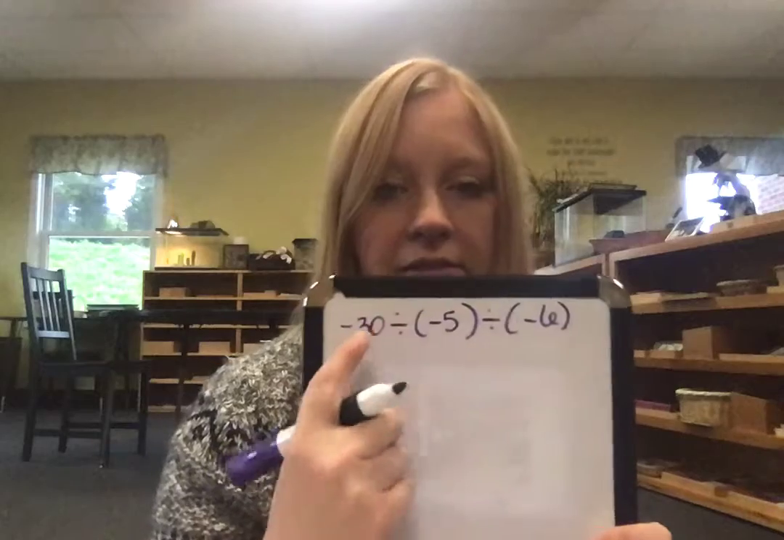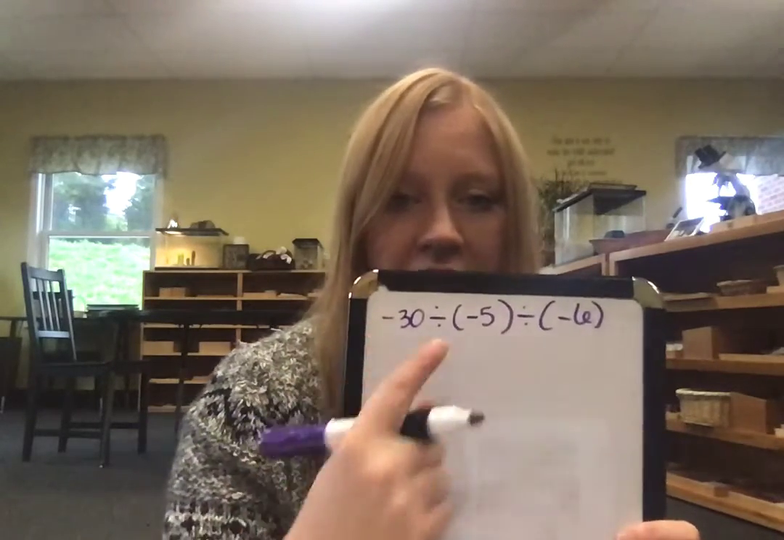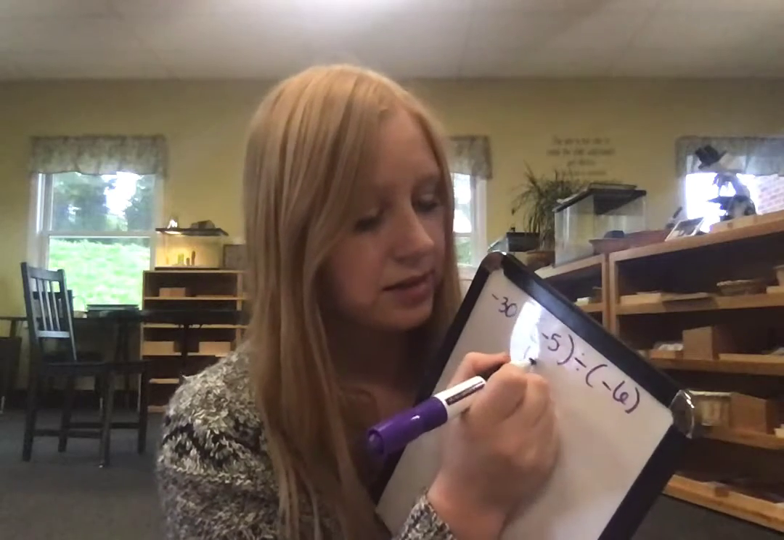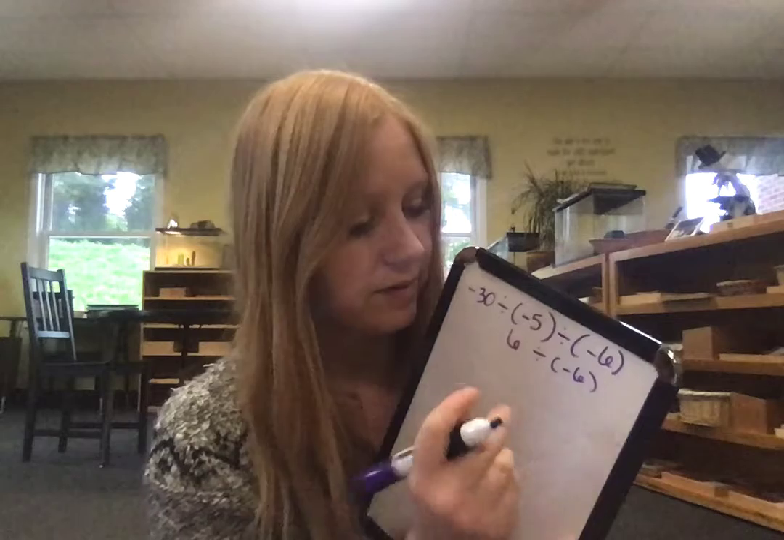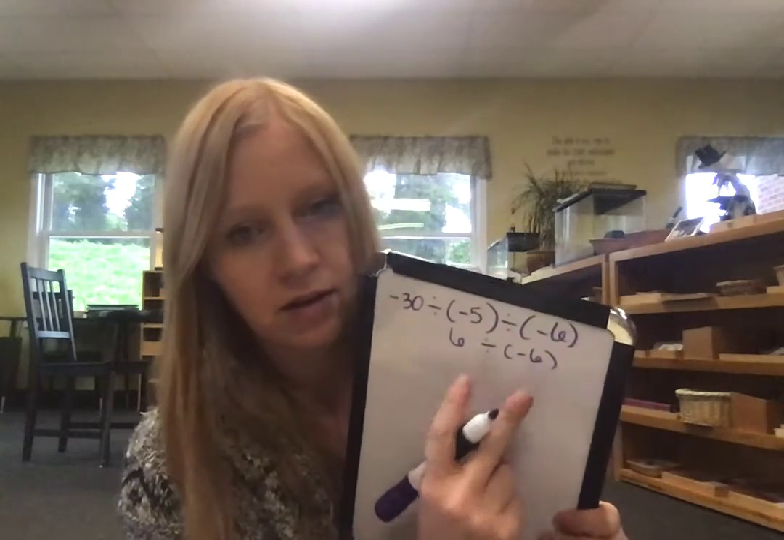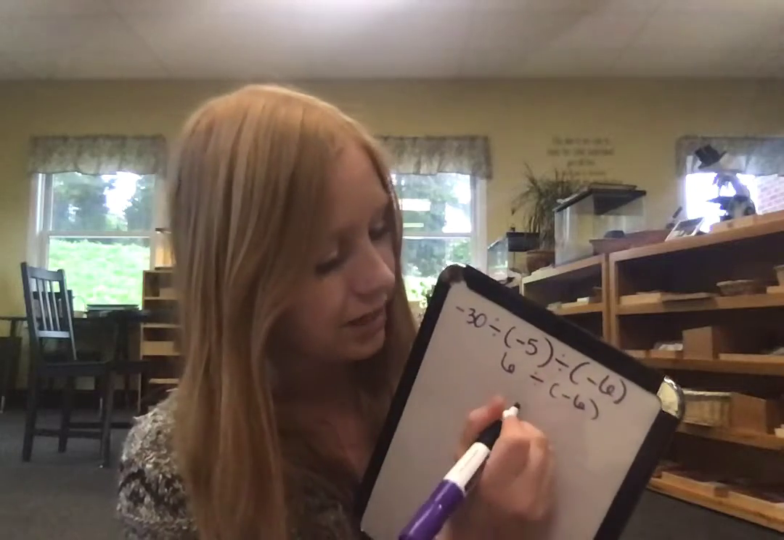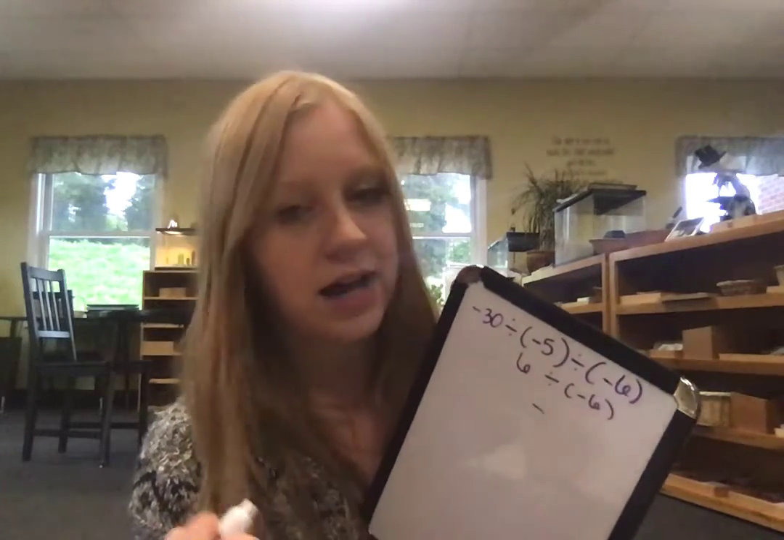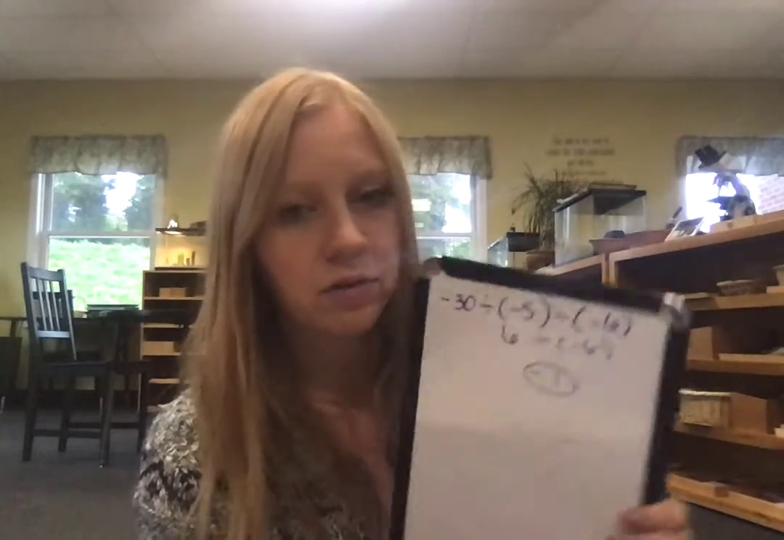Okay, so we're going to deal with our negative divided by negative, and we're going to have a positive. 30 divided by 5 is 6, and I'm left with positive 6 divided by negative 6. Okay, a positive divided by a negative, the signs are different, which means we're going to end up with a negative. What's 6 divided by 6? 1. Our answer is negative 1.